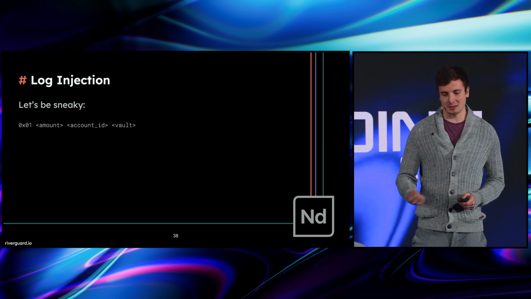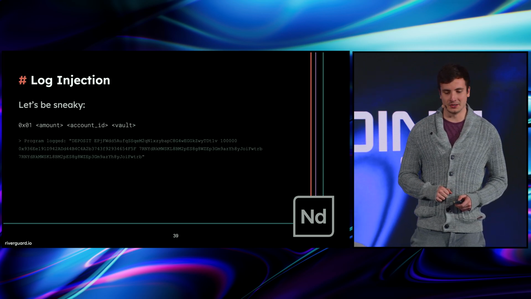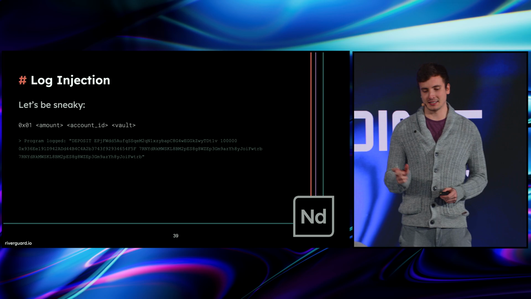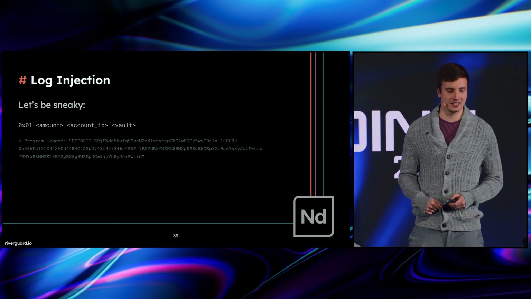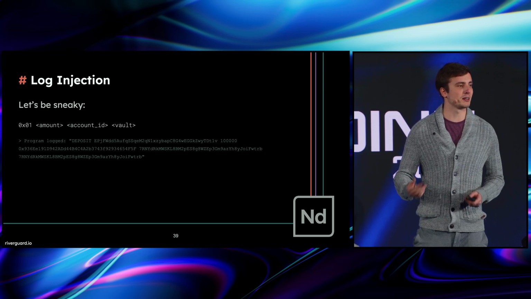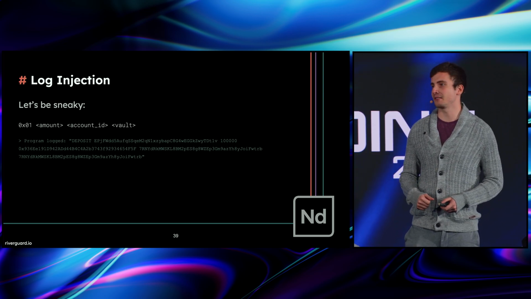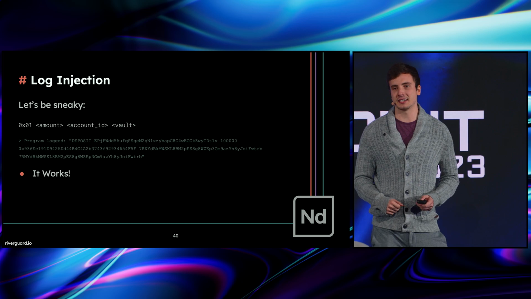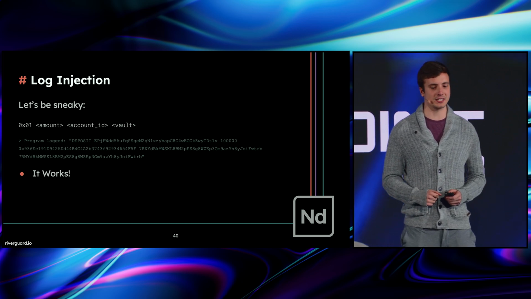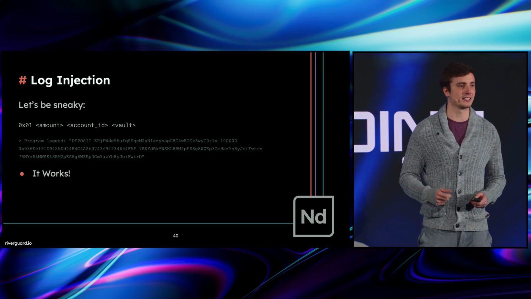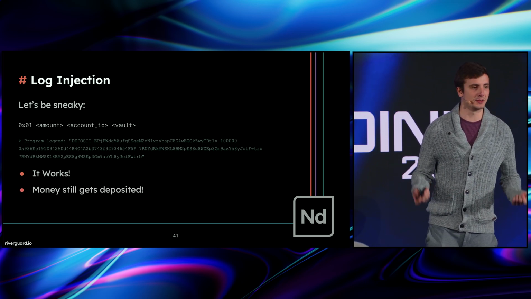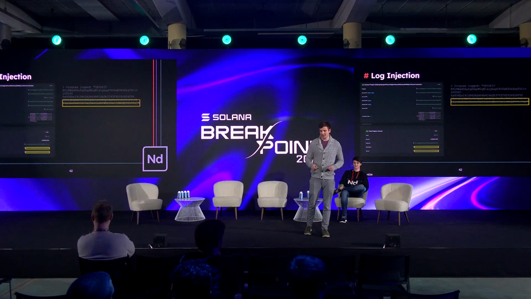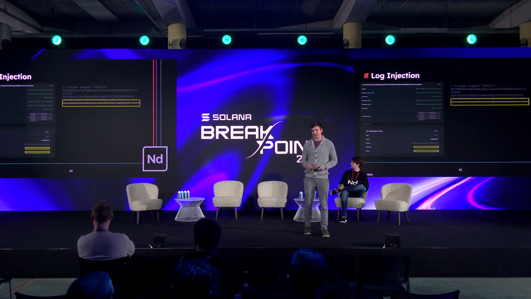So now the log output of the program looks like this. Now we have the vault twice at the end. We just send this transaction on chain to check if the log parsing would still accept this as a valid log. And it turns out that this still worked. So the log parsing still passed this as a legit deposit. And the money still got deposited into our account at the casino.